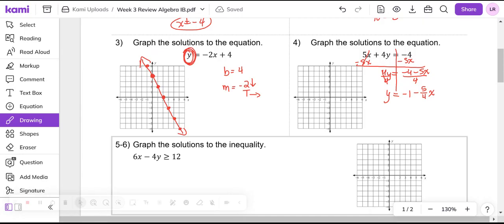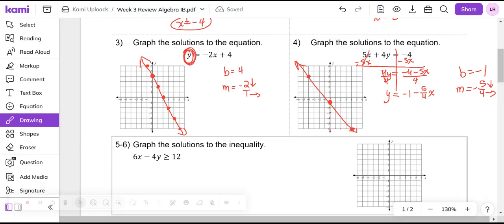So I start at negative 1. So put that point on there. And my slope is negative 5/4. That is down 5, right 4. Okay, so down 5. See, 1, 2, 3, 4, 5, right 4, 1, 2, 3, 4. And you can go the other way to make another point. It's an equal sign, so we just connect them.